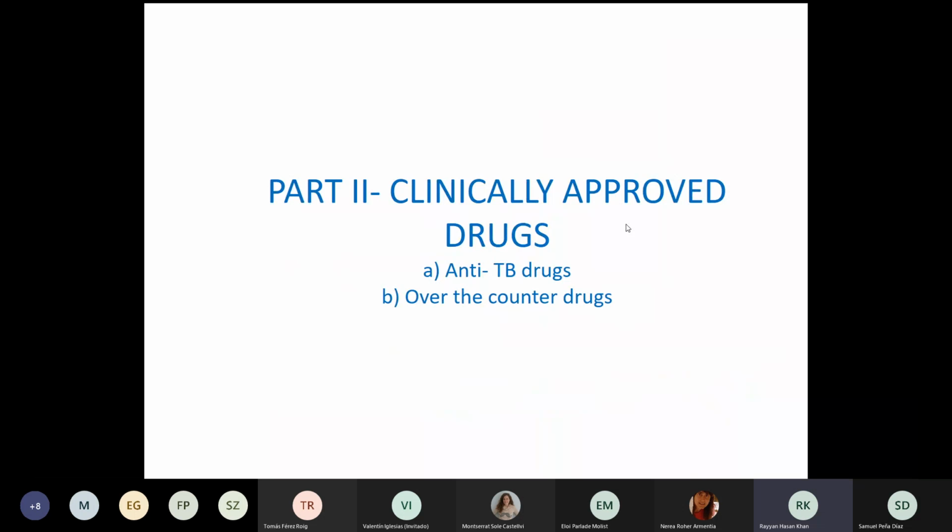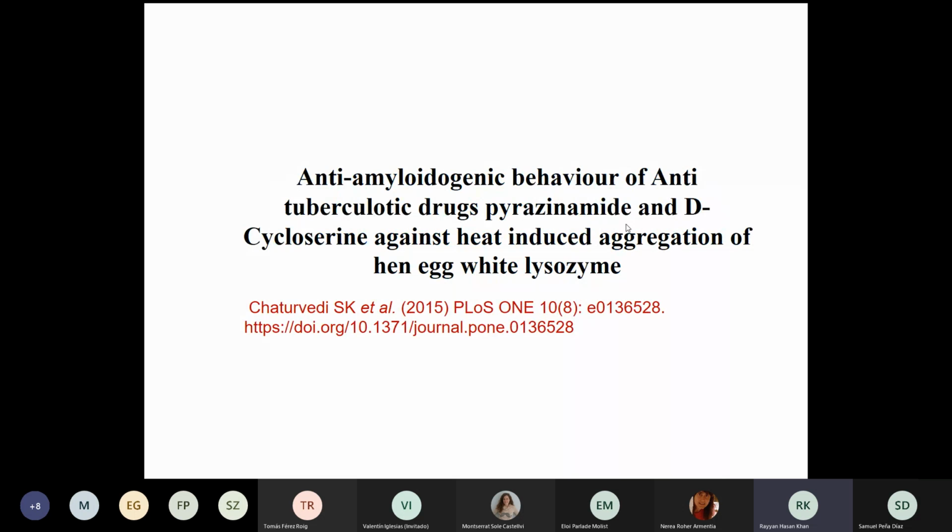Now, this is a very interesting finding, because India is a country where we get a lot of patients suffering from tuberculosis, and most of them take a tuberculosis drug. So keeping this in mind, if the person is taking a tuberculosis drug and it also works in a two-way manner, inhibiting amyloid fibril formation, that will be a very interesting part. We have observed that two drugs very commonly used in India, pyrazinamide and D-cycloserine, show a very pronounced inhibitory effect on amyloid fibril formation. This study was published in PLOS One in 2015.